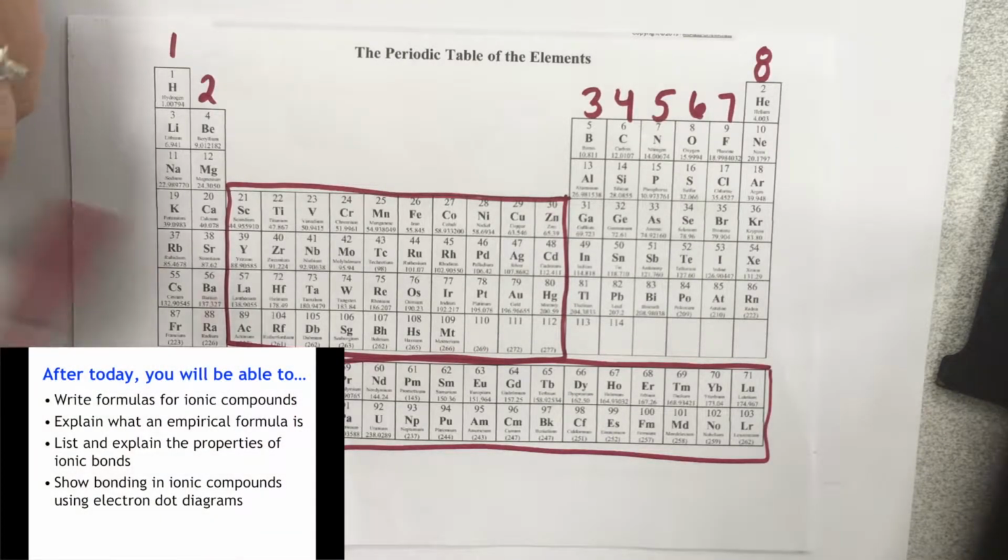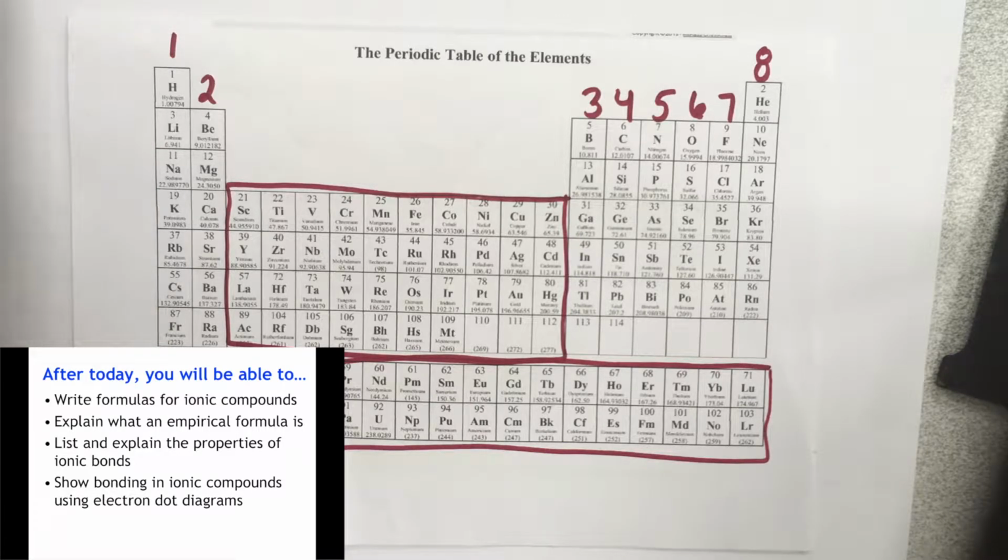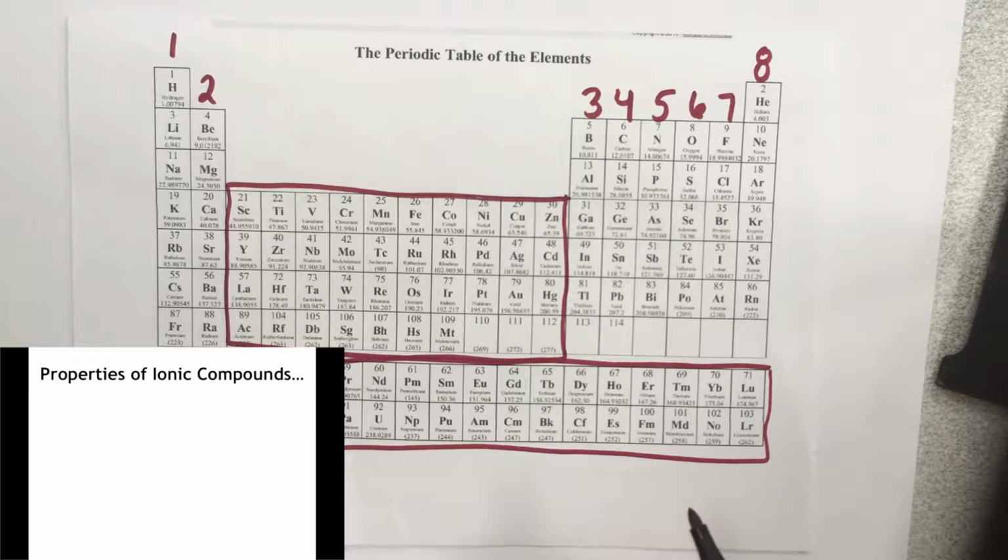Okay, so today we are going over our second lesson in the ionic and covalent bonding unit. After today, we're going to be able to write formulas for ionic compounds and explain what an empirical formula is, which should be simple because we did it in the moles unit. And we will be able to list the properties of ionic compounds or ionic bonds, and we're going to actually draw out how the elements bond with each other using electron dot diagrams.